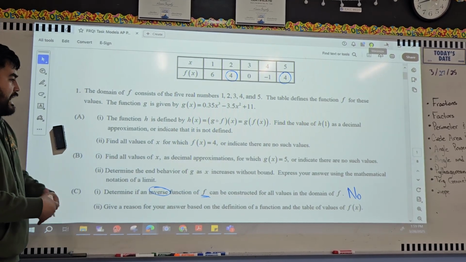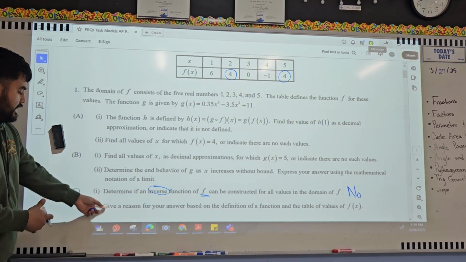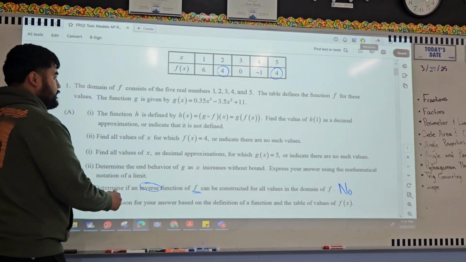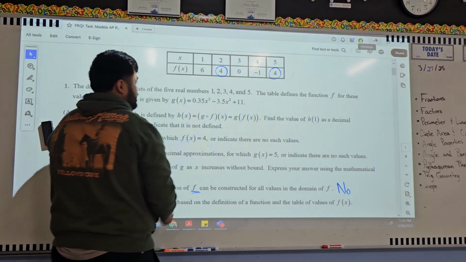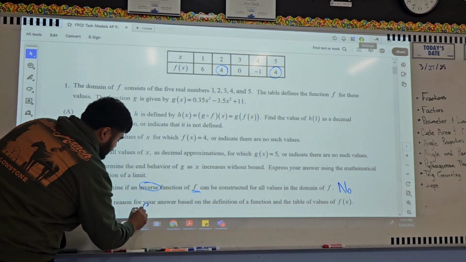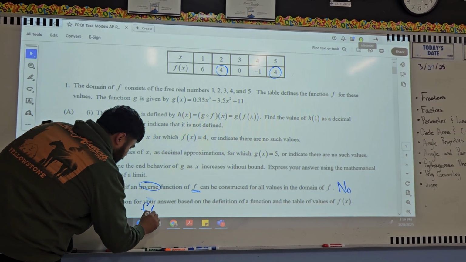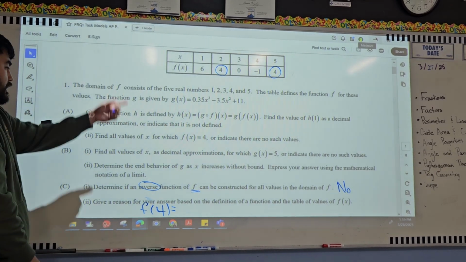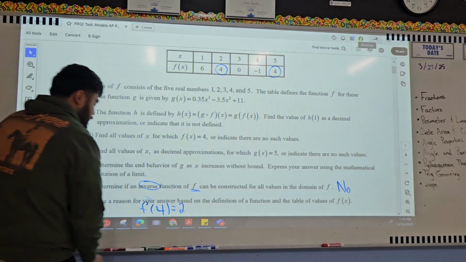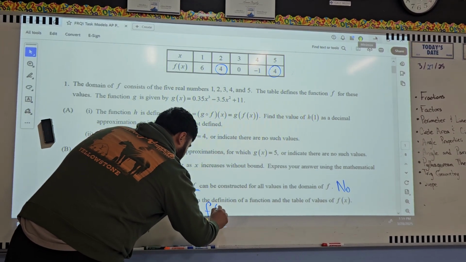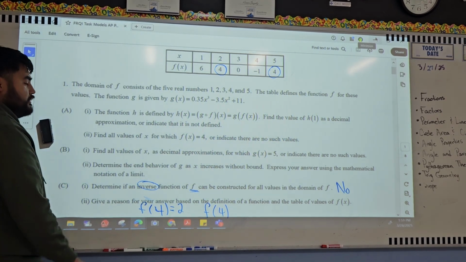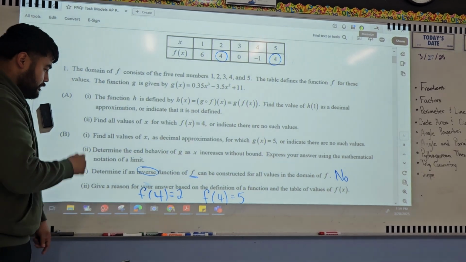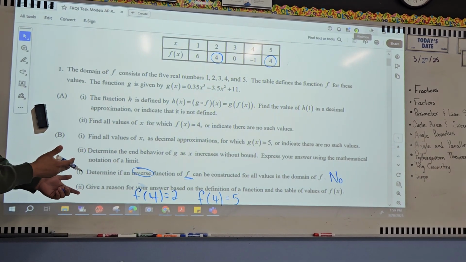So it tells you here, now here's where you have to explain: give a reason for your answer. So why am I saying no? Well, I can literally say that my input is repeated. So if I take f and apply the input of 4, I'm going to have two values for my output. I'm going to have an output of 2, and I'm also going to have another input of 4 repeated, because there's two of them. The other one's going to be 5. So again, give a reason for your answer based on the definition.